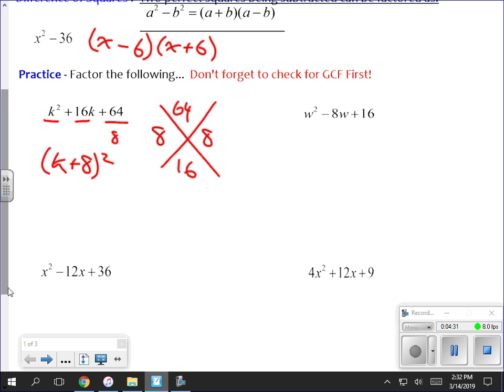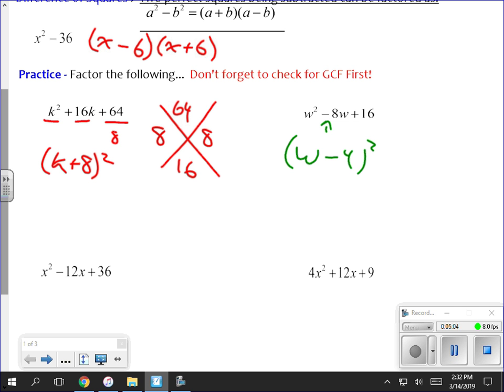So I have a look at the next one. Is this a perfect square? Yeah. What is the square root of 16? 4. If I double it, do I get 8? Yeah. One important thing, though. This is not w plus 4. This one would be w minus 4 squared, because that's negative. If your middle term is negative, then it's a minus whatever. If your middle term's plus, it's plus whatever.